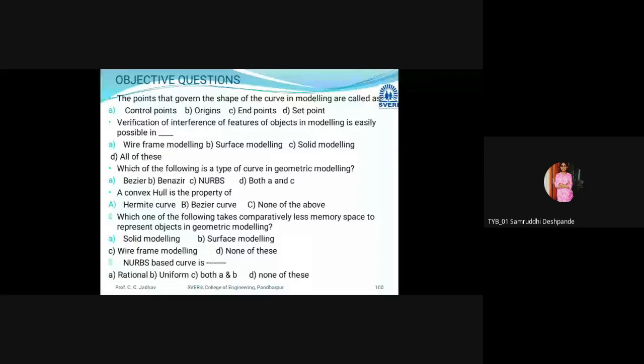Deshpande. Sir, question for you. NURBS-based curve is rational, uniform, both A and B, or none of these. Which is correct?